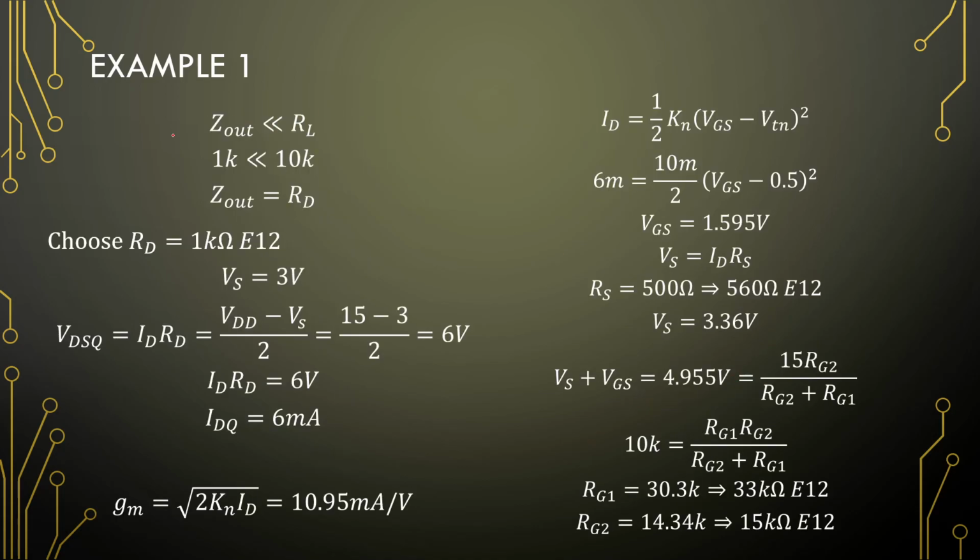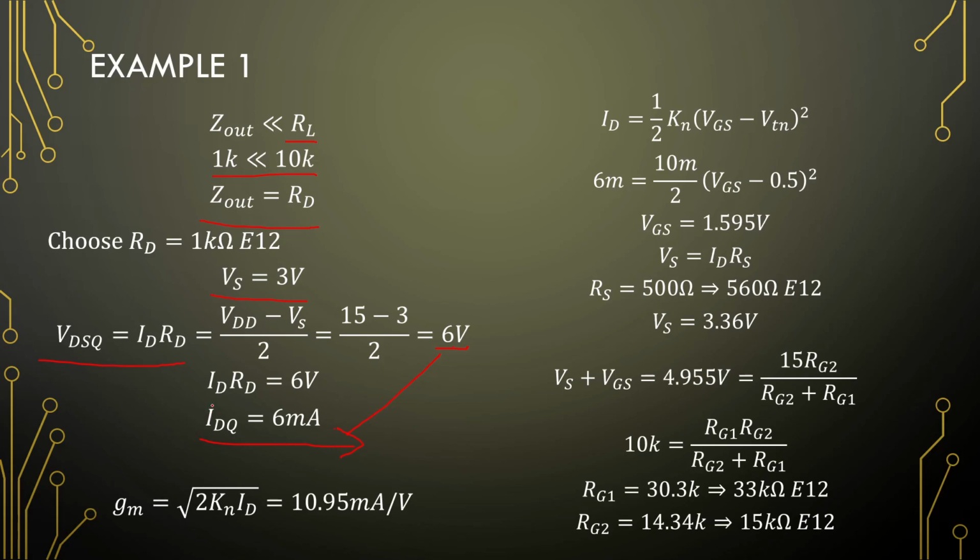Right. So our output impedance needs to be less than our load. So 10 times less would be 1k. So let's choose our drain resistor to be 1 kilo ohm. We know that our source voltage should be 3 volts. So our Q point will be coming from this. VDD, which is 15, minus 3, divided by 2 is 6 volts. 6 volts divided by 1 kilo ohm gives us 6 milliamperes. And there we have our VDS and our ID. So from this, we immediately have our Q point.